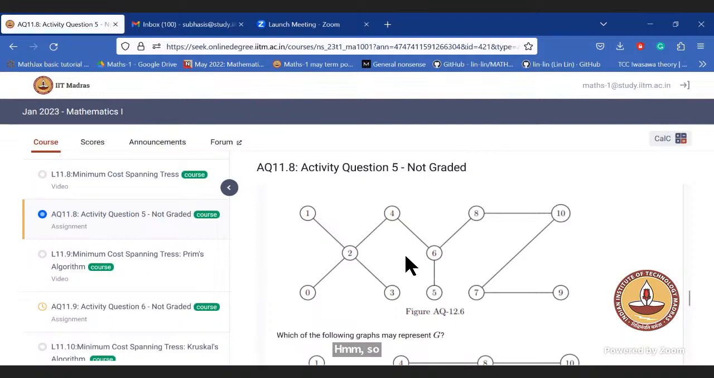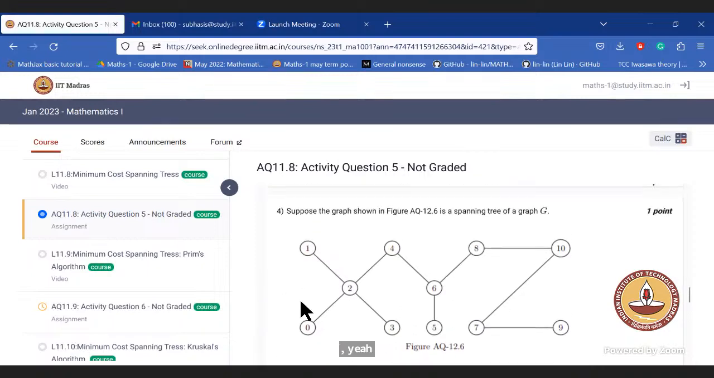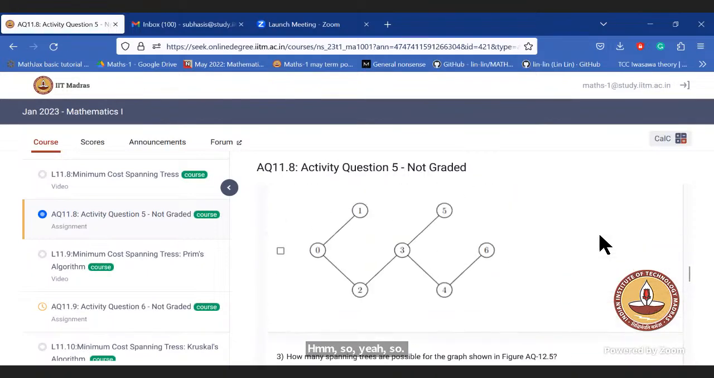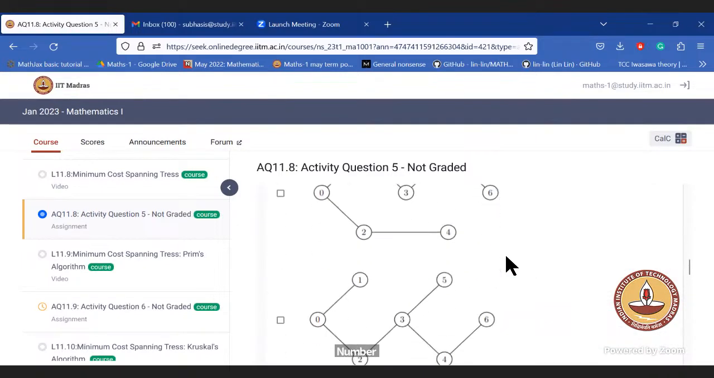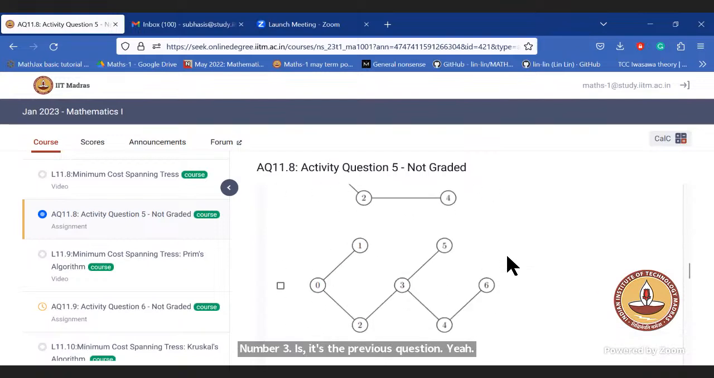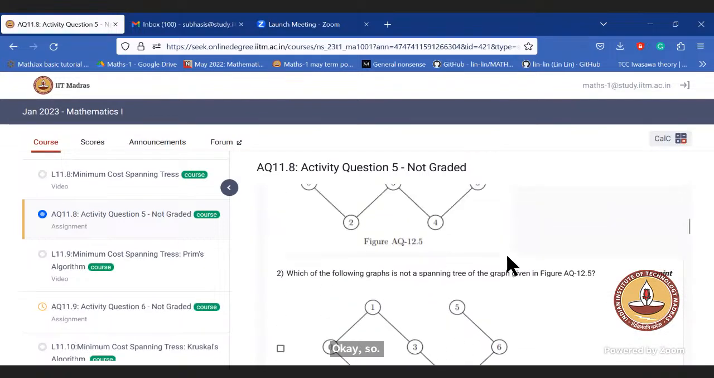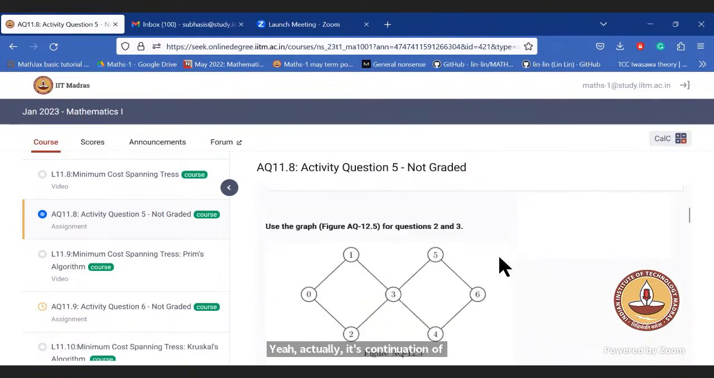I'll suggest you take the picture for question 3. It's the previous question, so it's a continuation of 2. Okay, then in that case, this is the graph, right? Yes. 0, 1, 2, 3.